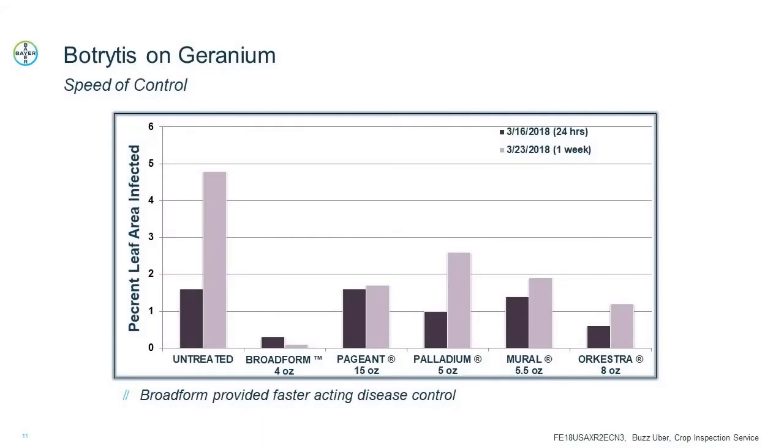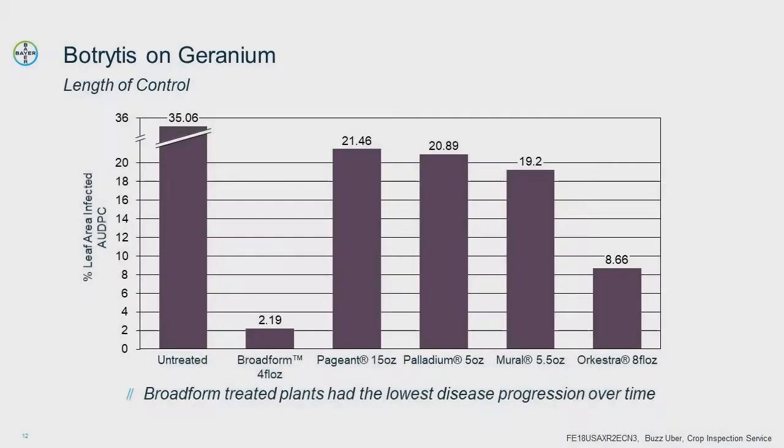And that one rate translates into a fungicide that provides fast, effective control that starts as early as 24 hours after treatment. Much faster than competitive products, as you see in this trial, and it lasts longer. Seen here in a trial 34 days after the final treatment, that's almost 5 weeks after the final application, Broadform was continuing to offer superior control.